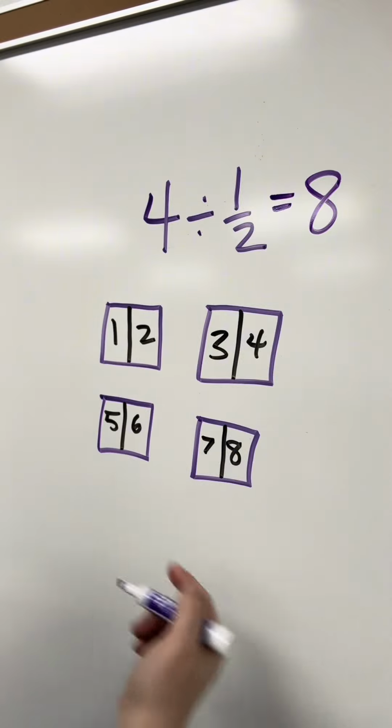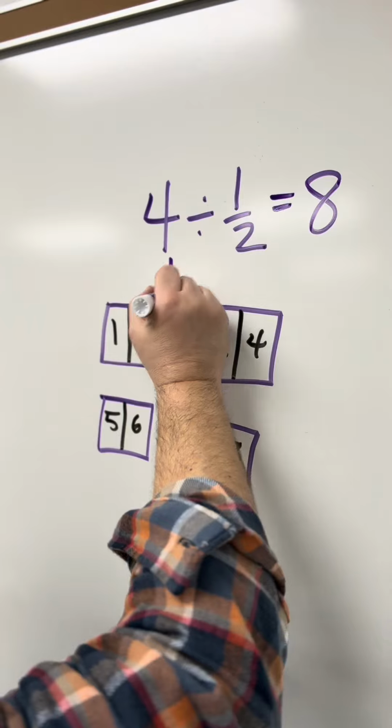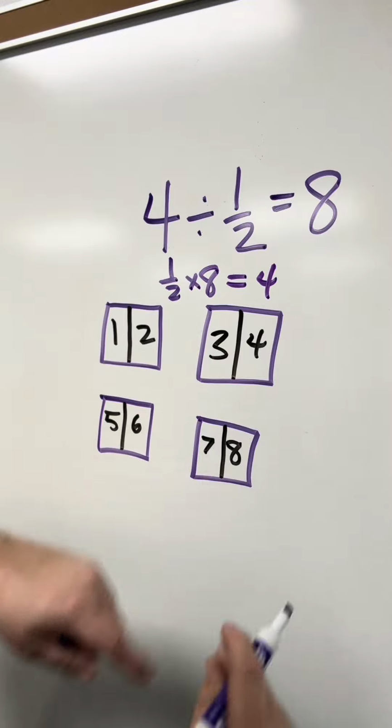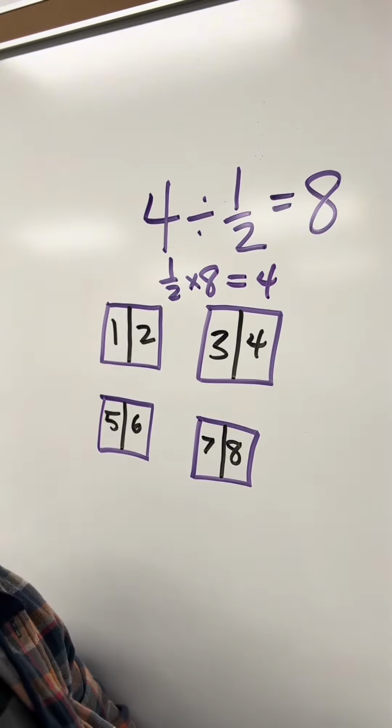And let's check it with our opposite multiplication fact. 1/2 times 8, well, what's 1/2 of 8? That is 4. So if I have 8 halves, that's the same as 4 hours.